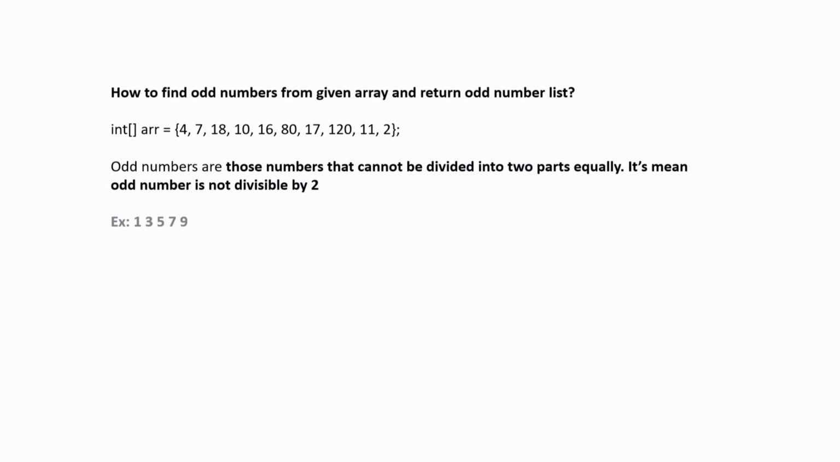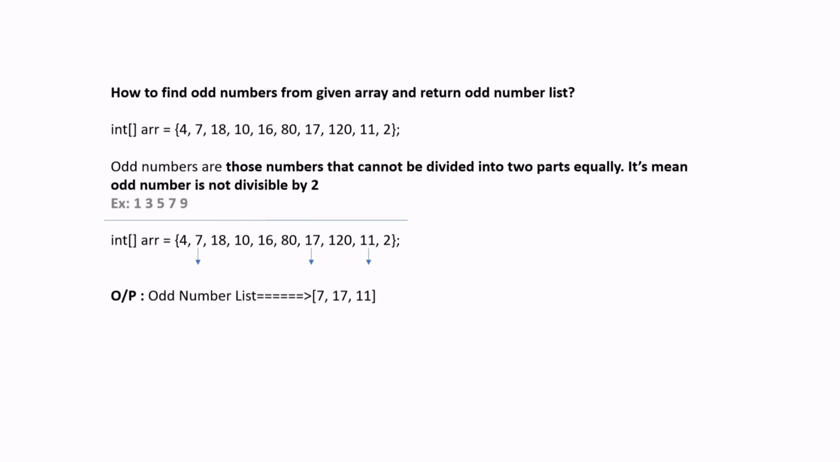So odd numbers are those numbers that cannot be divided into two equal parts. It means an odd number is not divisible by 2. As part of the example, 1, 3, 5, 7, 9, those are the odd numbers, and we can see 1 we cannot convert into two equal parts, 3 also we cannot, so those are the odd numbers. So in the given array, 7, 17, 11 are the odd numbers, and in the result we expect like this.